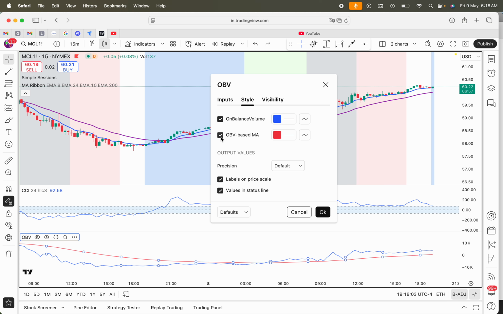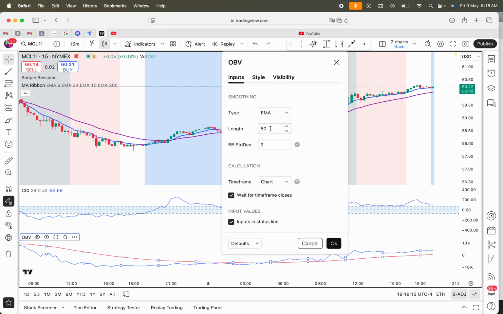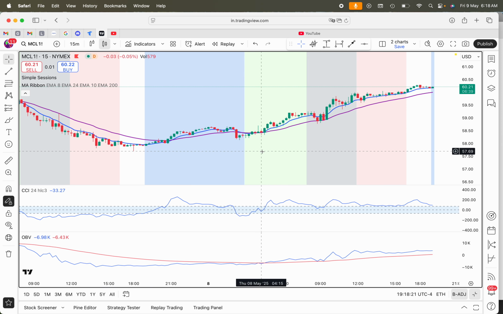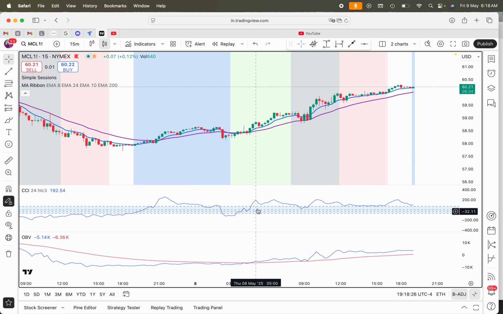But the moving average is this red line, which I've changed color, and I've actually changed it to a 50. You can experiment with different lengths. So that's changed to a 50 period EMA. It's measuring 50 bars on a 15-minute chart. And what I'm doing is I'm using this in conjunction with the CCI to see if we can get better signals. It's just as simple as that.